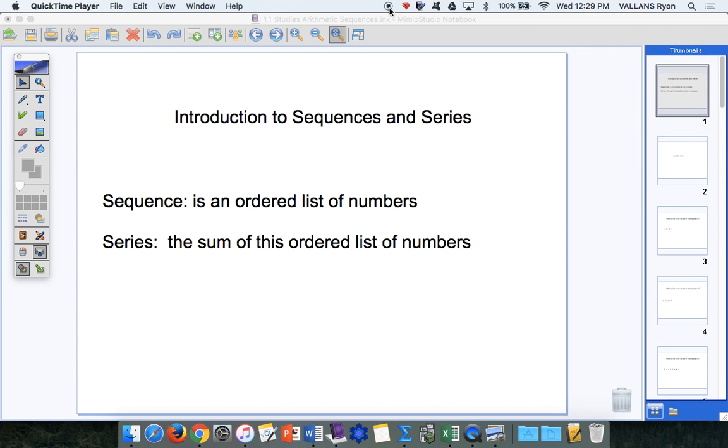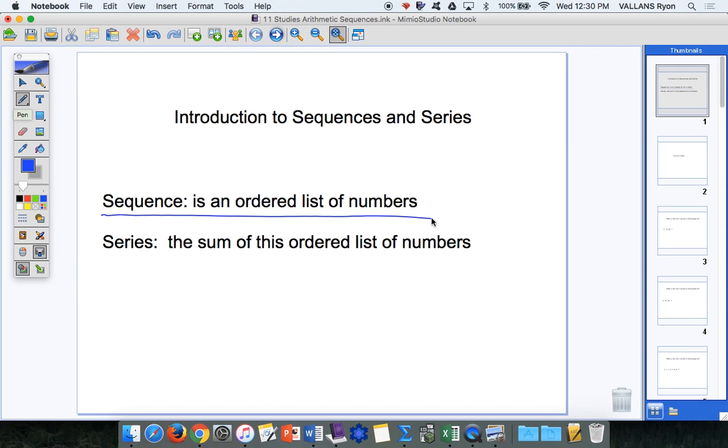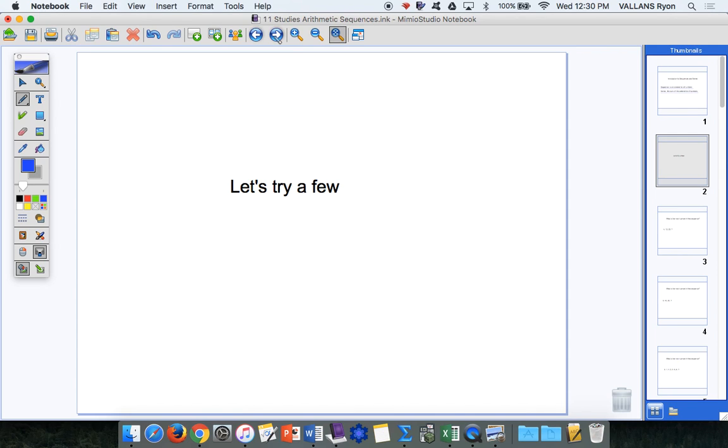All right, guys. This is your introduction to sequences and series. We're going to just start off with a few definitions and just kind of figure it out as we go. First of all, when we talk about a sequence, this is any ordered list of numbers, while the series is if I just take all those numbers and add them up. So let's talk about a few sequences.